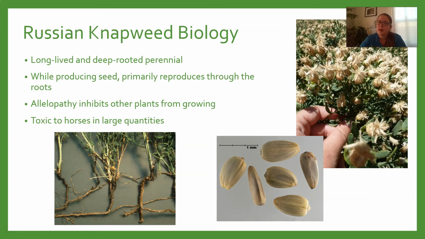And not only that, but Russian knapweed has a really unique ability: it is allelopathic, which means that it is able to release phytotoxins within the soil that really inhibit any other vegetation from establishing in that area. So once it's able to start developing a root system and get established, it's also able to outcompete native vegetation in that way.